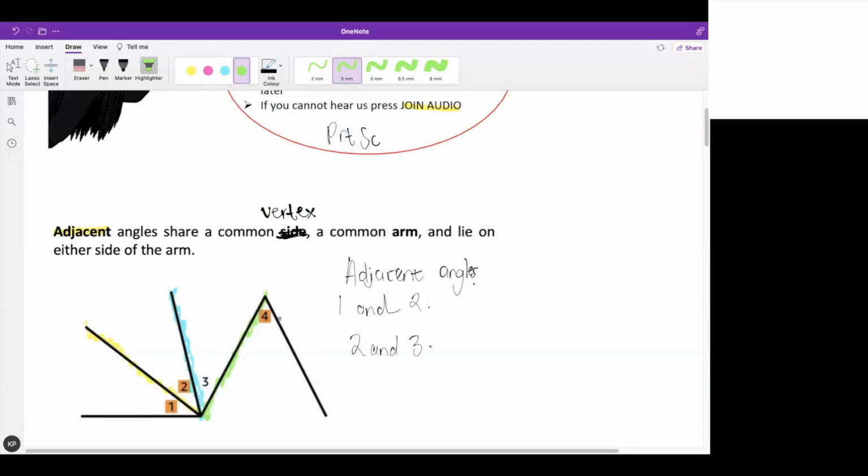You're really close though. There we go, the common vertex. Guys, let's look where the vertex for 4 is. It's all the way up there. Is it the same as the vertex for 3 or 2 or 1? No. Doesn't share a vertex. So 4 cannot be adjacent to any of those. The only thing I can remind you of is you have to meet all of these criteria. It can't only share an arm or only share a vertex. It has to meet all 3 criteria, and then we'll call them adjacent angles.